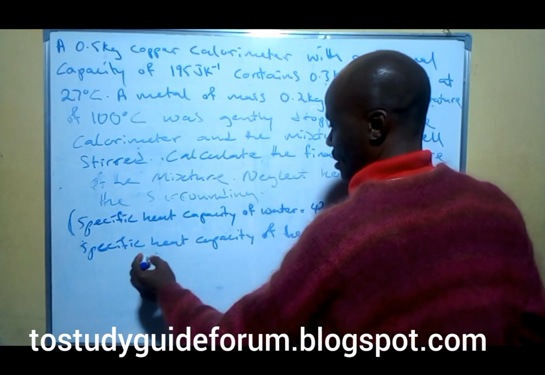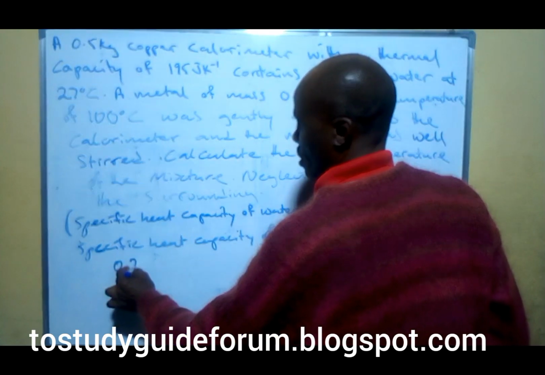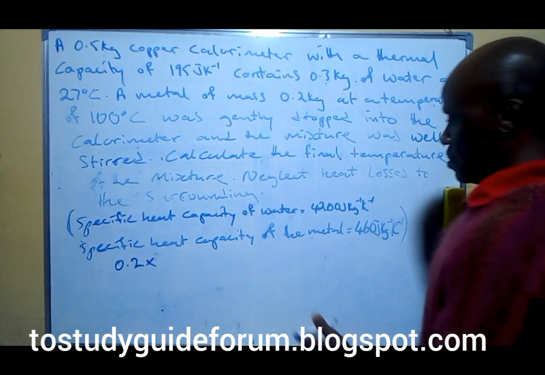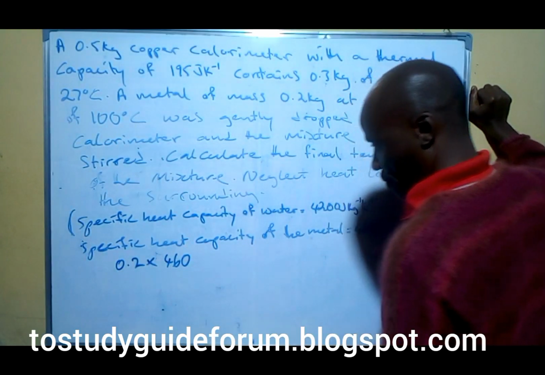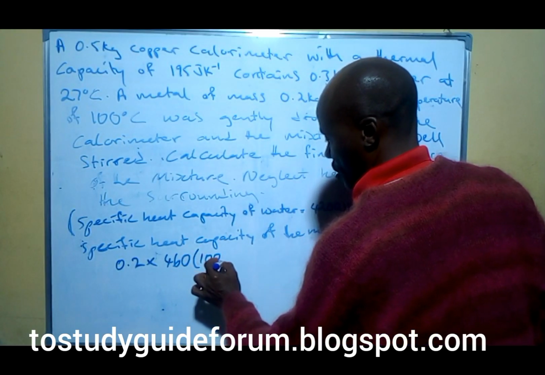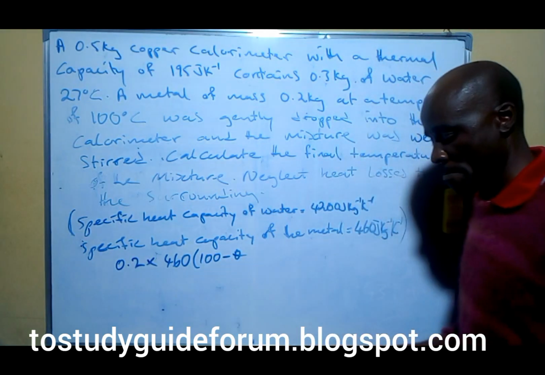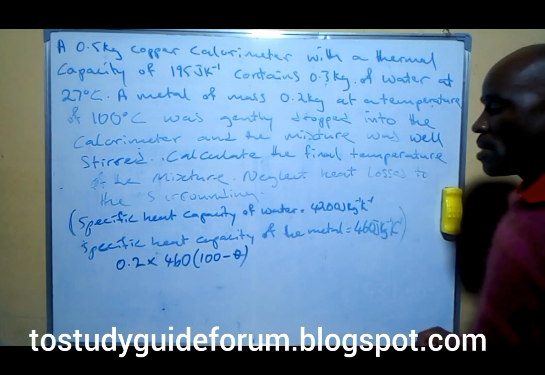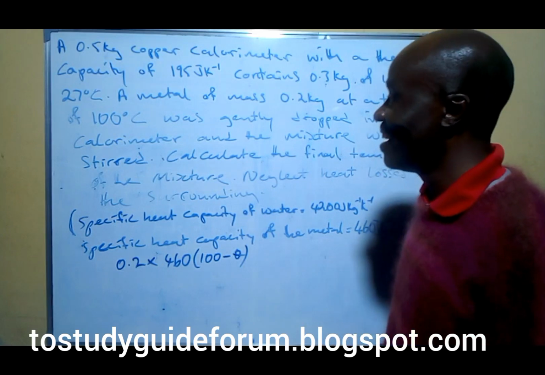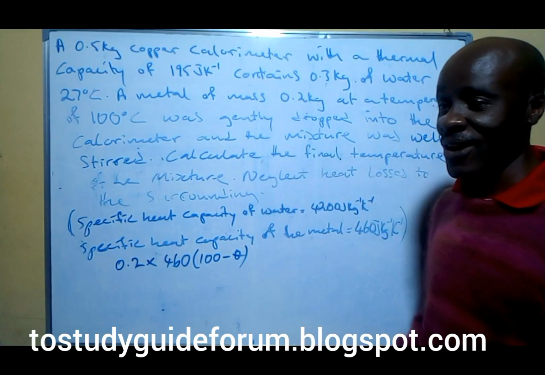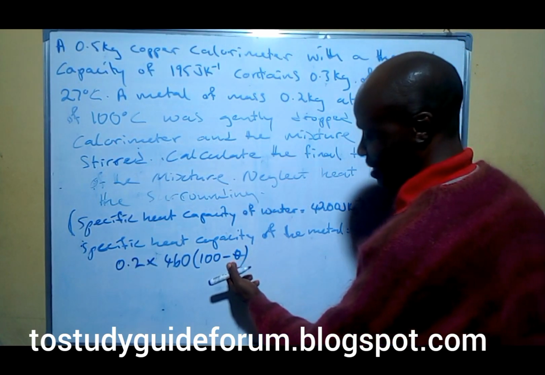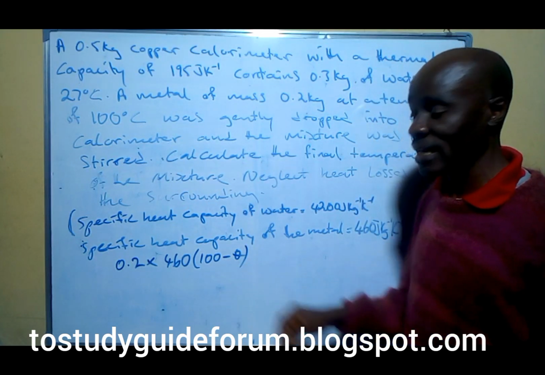For the metal that is losing heat, the mass is 0.2 kg times the specific heat capacity, which is 460, and then the temperature change, from 100 down to the final temperature, which we call theta. As you mix the metal into the mixture, there will be a loss in heat. We don't know the final temperature, so we use theta to represent it.